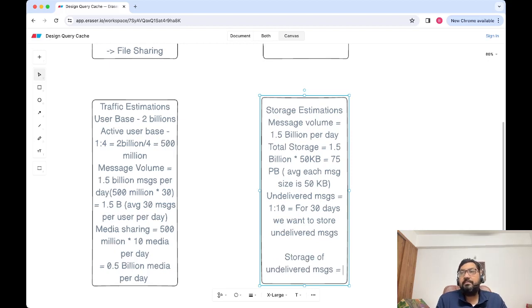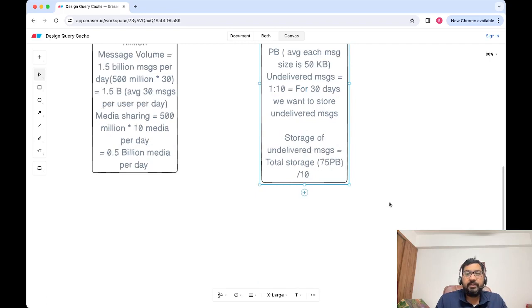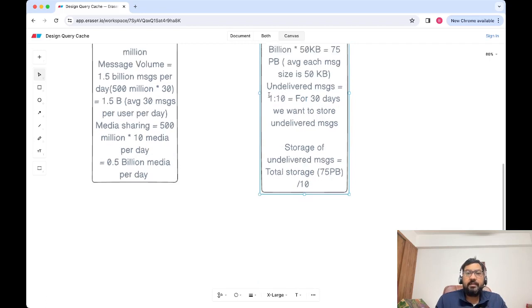So this comes to your total storage. What is your total storage for one day? It is equal to 75 petabytes. Okay. Now you need to divide this by 10, because earlier we talked about our undelivered messages being 1 in 10. So this roughly comes to 7.5 petabytes.